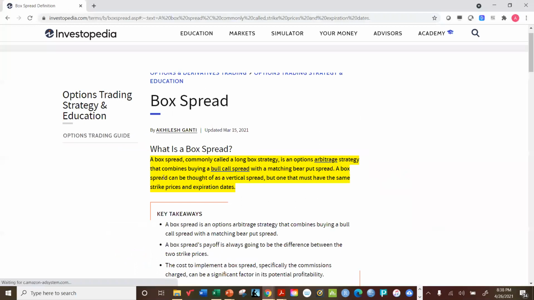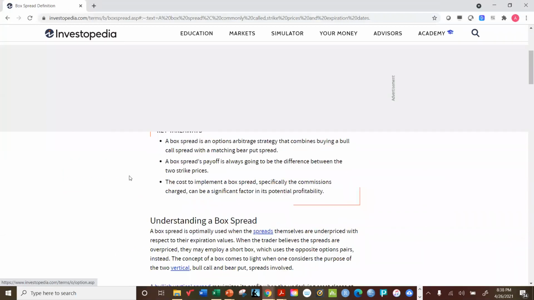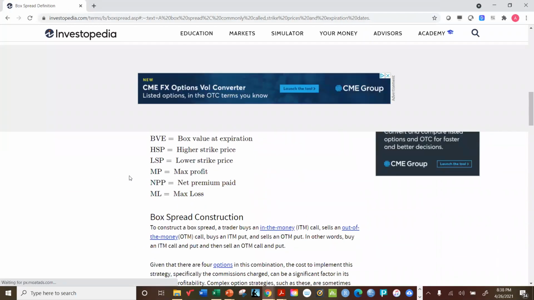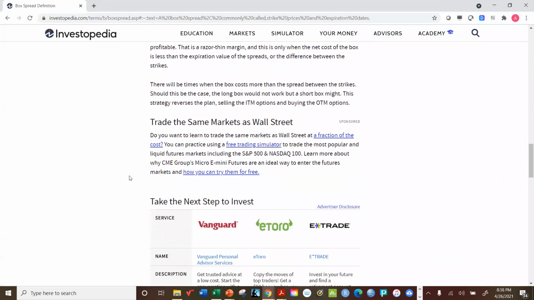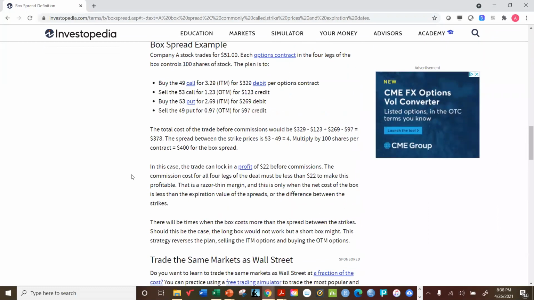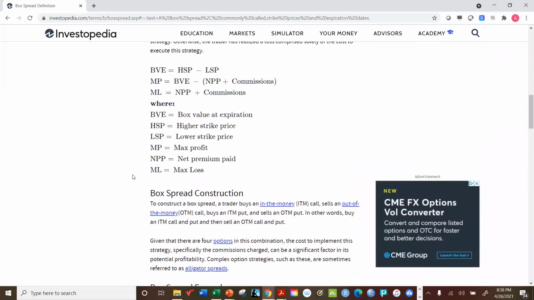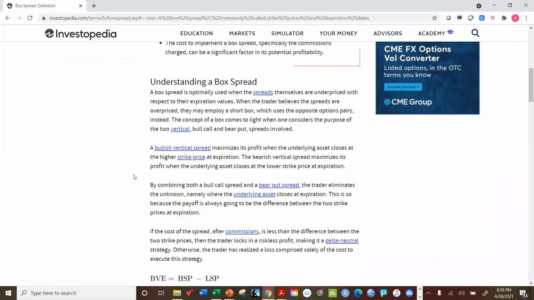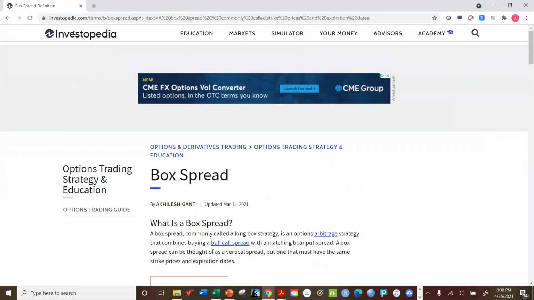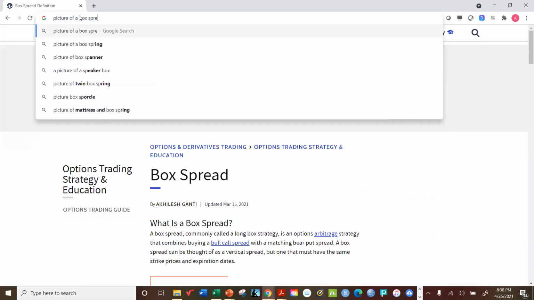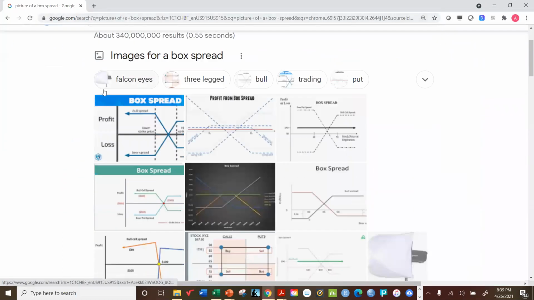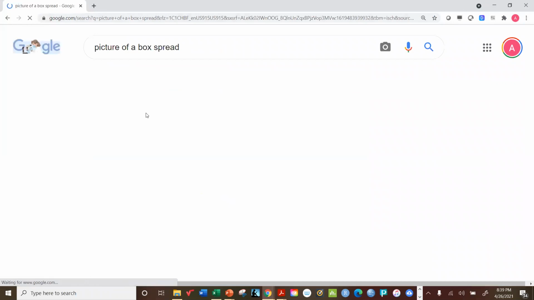Okay, let's see if they have a graph of it. Oh boy, that looks complicated. Oh no, why don't they have a graph? Oh my God. Let's see if we can find one on the internet. Okay.